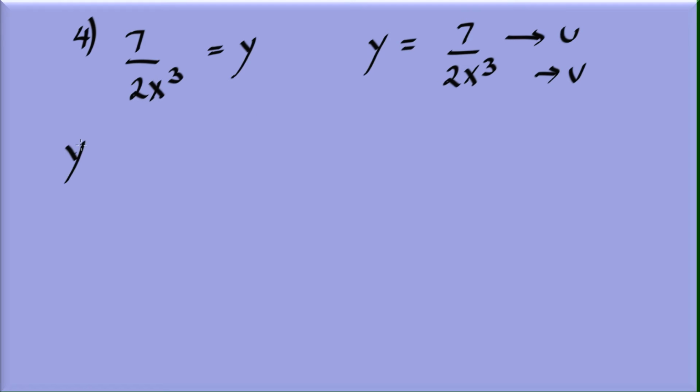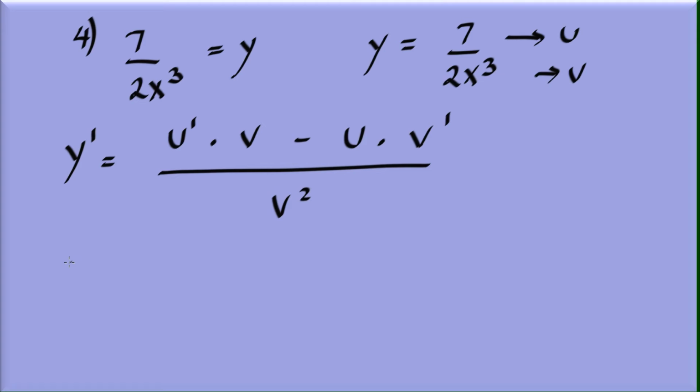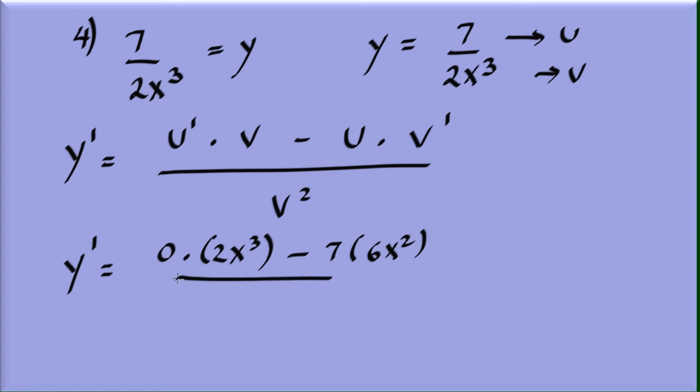Okay, so y prime, quotient rule. So this is quotient rule. So u prime times v minus u times v prime all over v squared. So your y prime will be u prime, that's the derivative of your 7, your numerator, which is 0, times v, the 2x cubed, okay, minus u, which is 7, times v prime, which is 6x squared, by power rule, all over v squared. So all over 2x cubed squared, right?